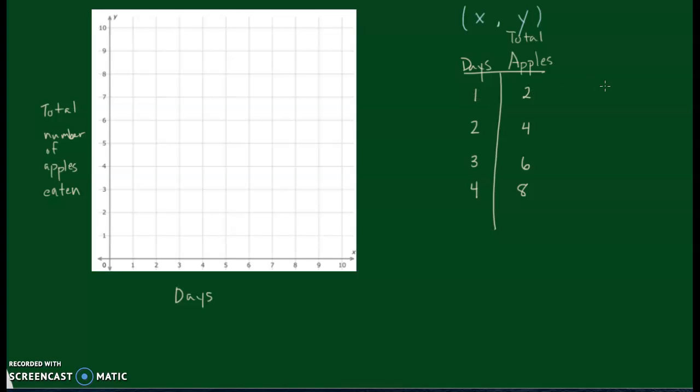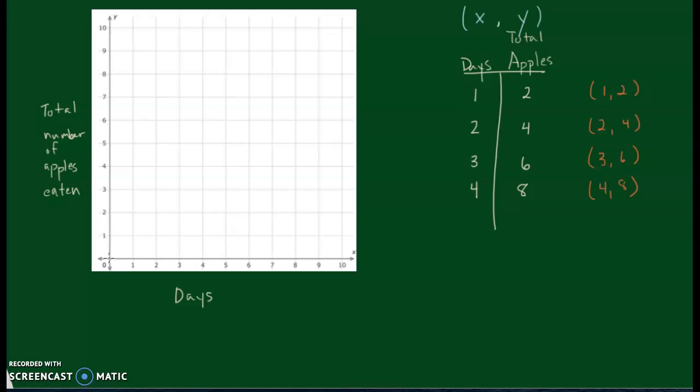So the first one is going to be 1, 2, coordinates 1, 2. The second one will be 2, 4. The third will be 3, 6. And the fourth will be 4, 8. Then our next step after making the coordinates is to plot the coordinates.